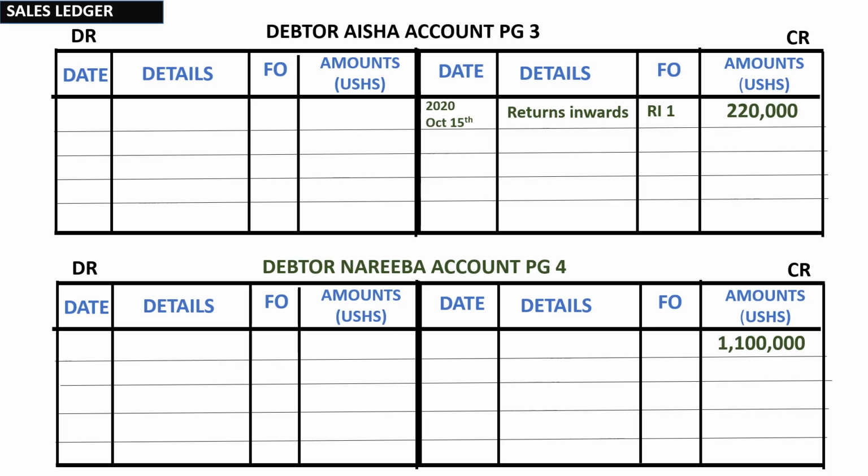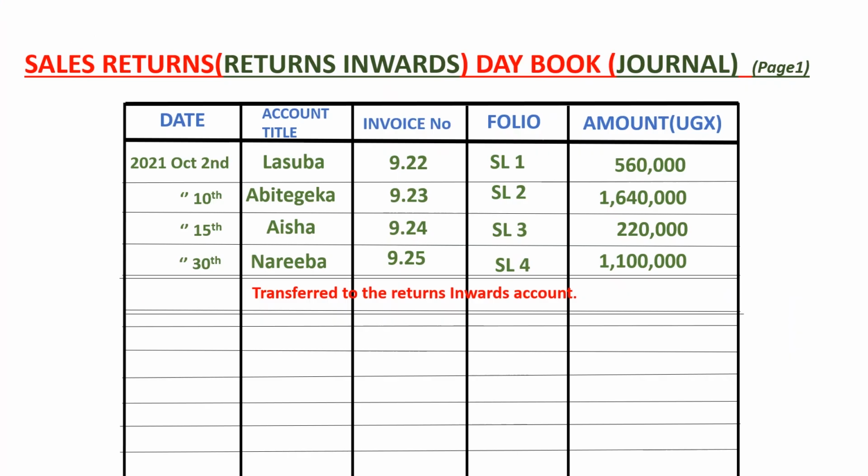The other item affected is returns inwards, which is found on returns inwards debtbook page 1, and that happened on that date. So after doing that, you realize that first, for starters, all these are debtors to the business. Lasuba, Abitegeka, Aisha, Nareba, all these are debtors to the business. We sold goods to them on credit. However, because of some strange reasons, they decided to return these goods.